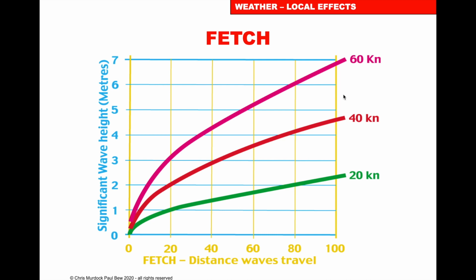This graph shows the fetch in different wind strengths, 20, 40, 60, the significant wave height and the distance the waves have travelled. The further they've travelled, the higher the wave height. So we can look at the distance they've travelled against the wind, and it will show you the wave height. Obviously the further it's blown, the bigger the fetch, the higher the wave height.